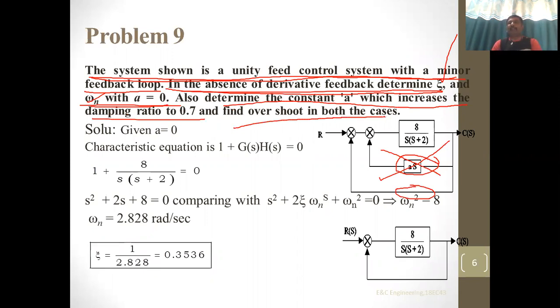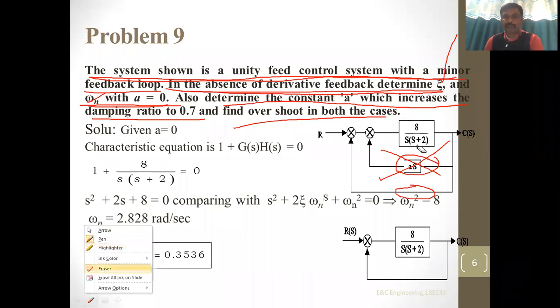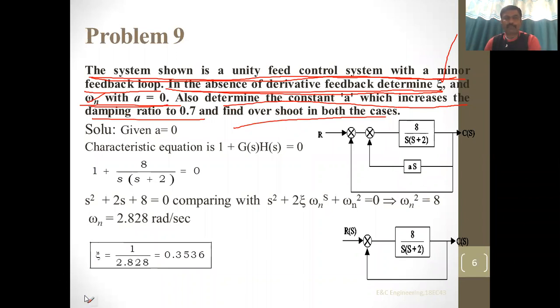Now, two things I shall find. The first thing is, in the absence of this feedback, A is equal to 0. In the absence of A, I need to find xi and omega n. Next, I shall take A into account and find the value of A. Is it okay? Also determine the constant A which increases the damping ratio to 0.7.